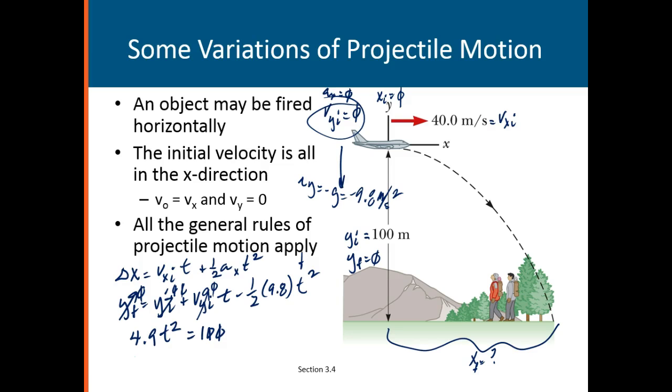So what do we do? Solve for the t. How? By dividing 100 by 4.9, and then take a square root. 100 divided by 4.9, and take the square root of that. 4.51 seconds? 4.52. Okay. I'm okay with that.